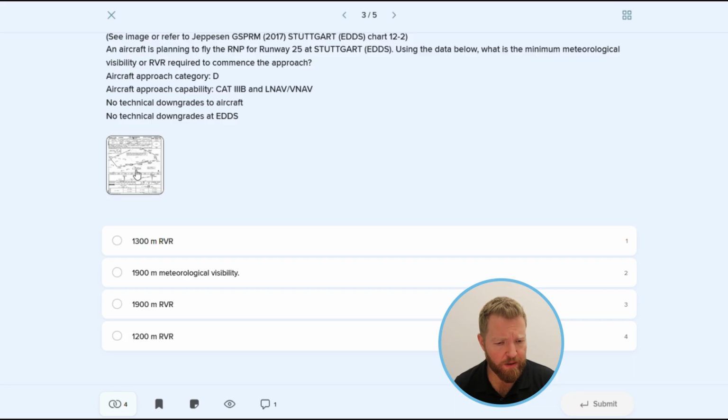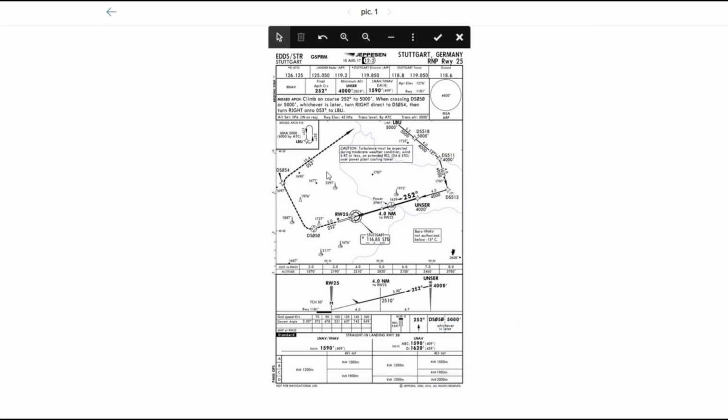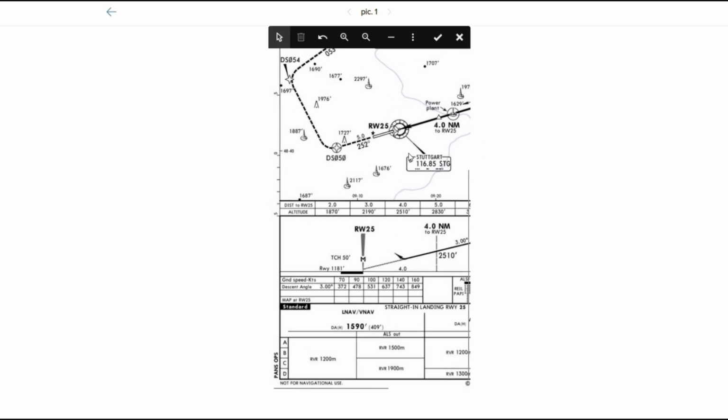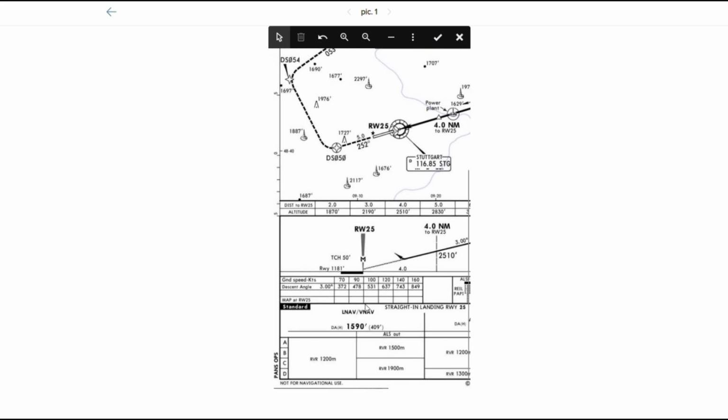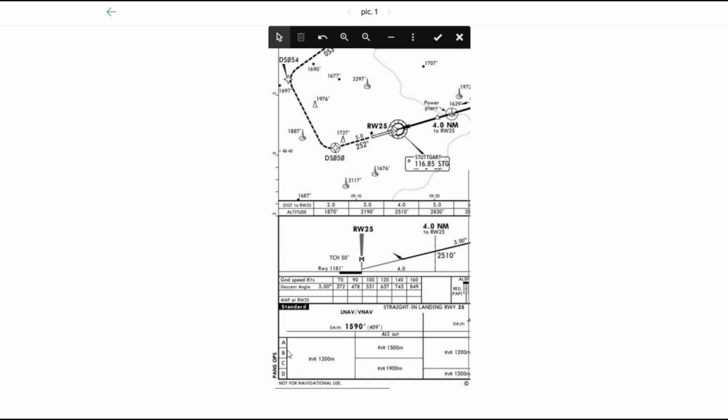No technical downgrades to aircraft and no technical downgrades to EDDS, so at Stuttgart. Okay, so we're opening the chart. Alright, so this is an instrument approach chart for RNP, runway 25. And to find minima, we have to go to the bottom. Our aircraft has an LNAV VNAV capability, so we will use the left side of the table. And here we have aircraft categories. Now we can see that for aircraft category Delta, we have 2 options: RVR 1200 meters or RVR 1500 meters if approach landing system is out of service.